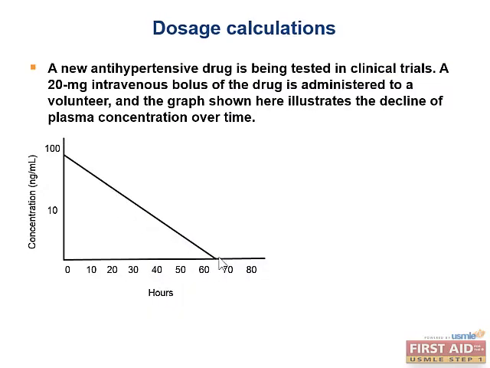So, before we begin, let's take a look at the graph here. We have the x-axis in hours, where each interval is 10 hours, and the y-axis is our plasma concentration in nanograms per milliliter. Also note how we have a log scale. It's not a nice even scale.